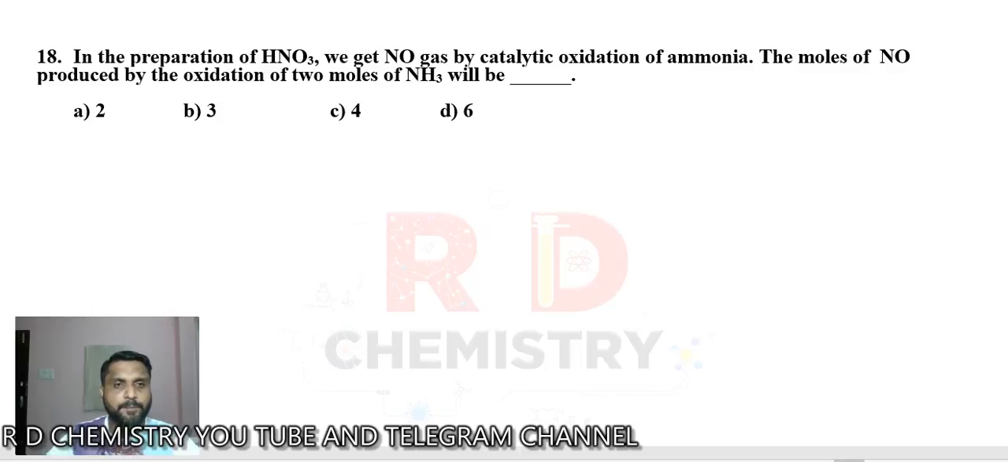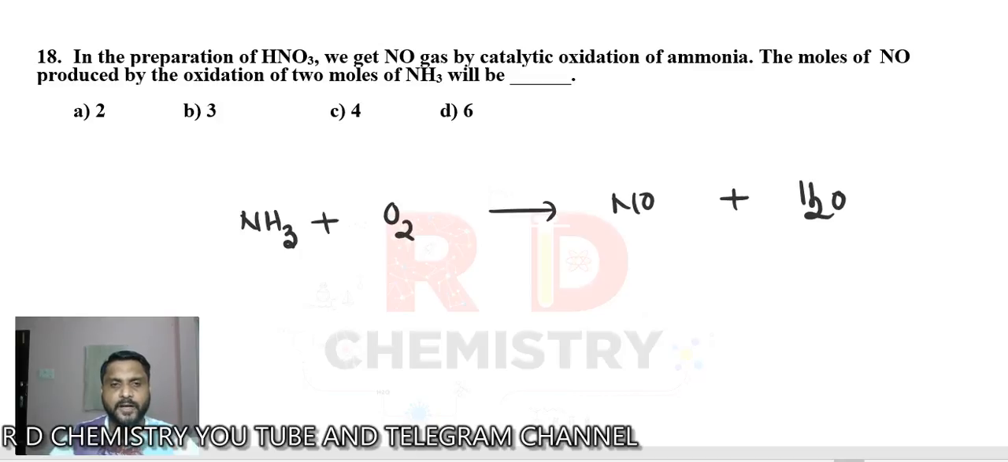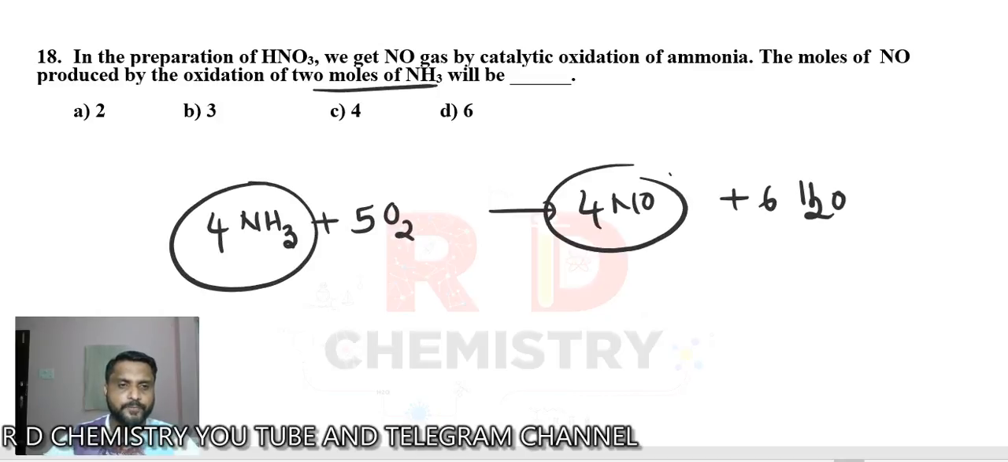Question number 18. In the preparation of nitric acid, we get nitric oxide by the catalytic oxidation of ammonia. The moles of NO produced by the oxidation of 2 moles of ammonia. Let me write down the equation from the textbook directly. Ammonia gets oxidized to give nitric oxide and water. Nitrogen becomes nitric oxide, hydrogen becomes water. The ratio given in the textbook is 4:5 and 4:6, which you have to remember. Now we start with 2 moles of ammonia. Then how many moles of NO are produced? We get 2 moles of NO itself. So the answer is option number A. Yeah, right?